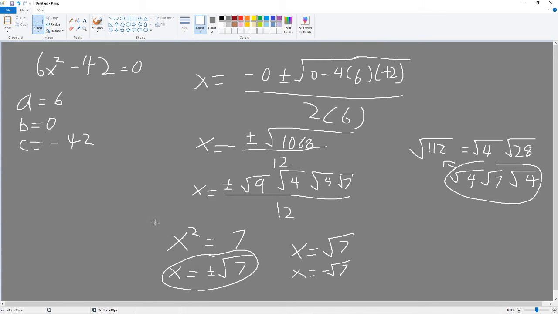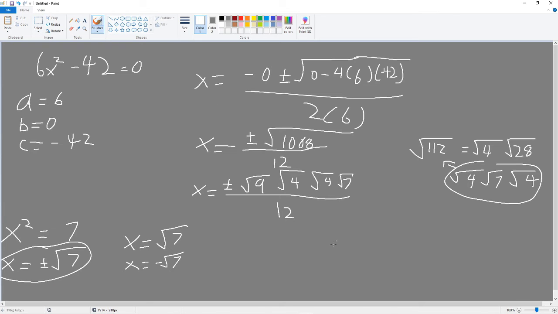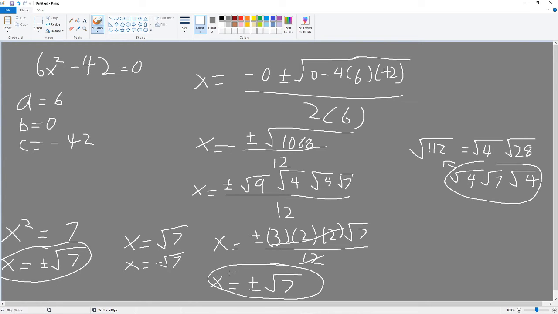Let me move the previous work over to the side here. X is equal to plus or minus, so you have 3 times 2 times 2 square root of 7 all over 12. 3 times 2 is 6, 6 times 2 is 12, so 12 over 12 becomes 1. So you get x is equal to plus or minus 7. Basically the same answer we got here.